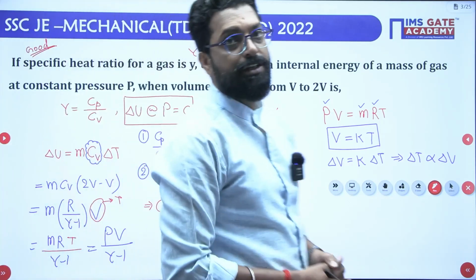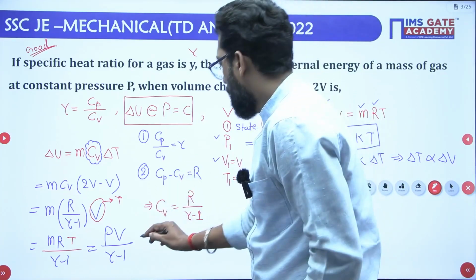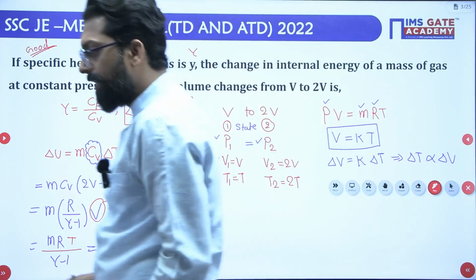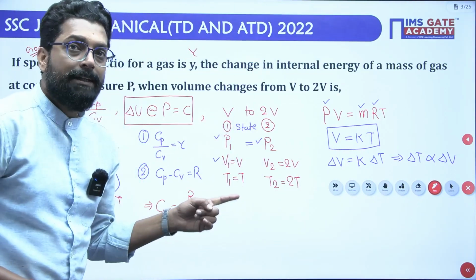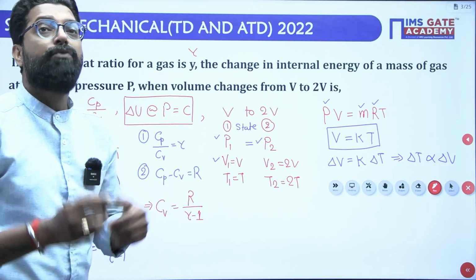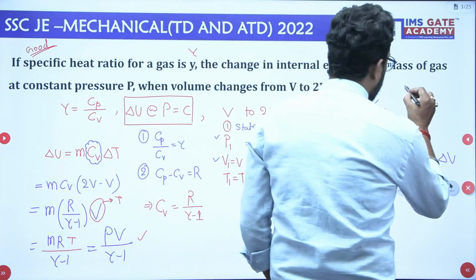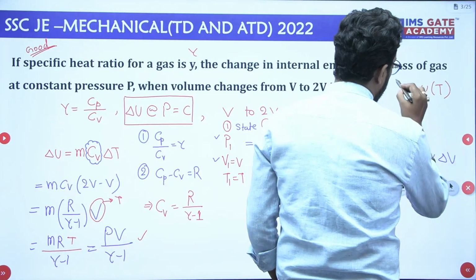That is your change in internal energy. During that, the change in internal energy is PV by gamma minus 1. Why? Because the temperature will change, and internal energy for an ideal gas is a strong function of temperature. So the internal energy of an ideal gas is a function of temperature.